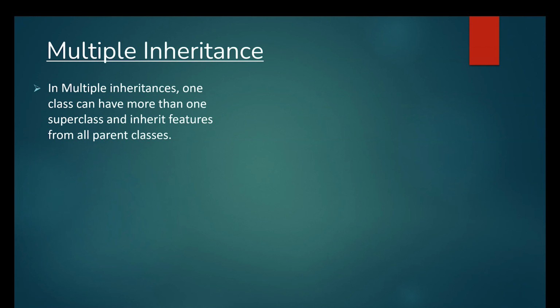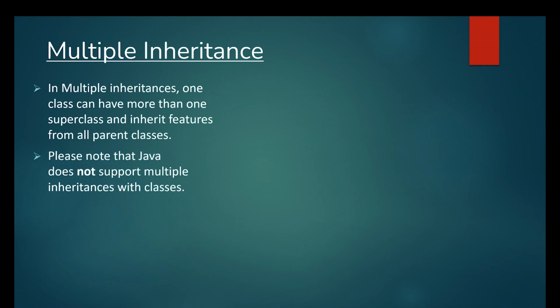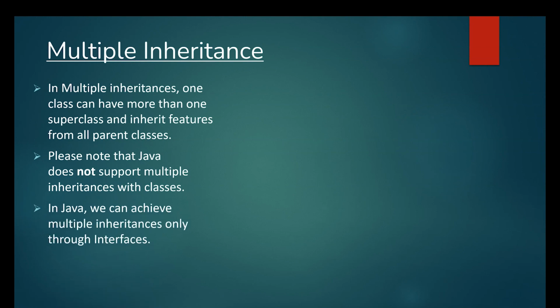It can go to A, it can go to B. So here it will have an ambiguity error. That's why multiple inheritance is not supported with the classes. Now let us move to the second point, that I already told you: multiple inheritance is not supported in Java with classes, but it is supported with the interfaces.